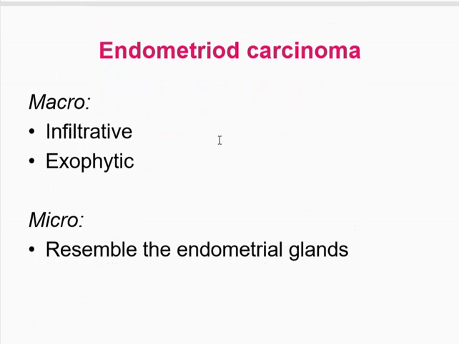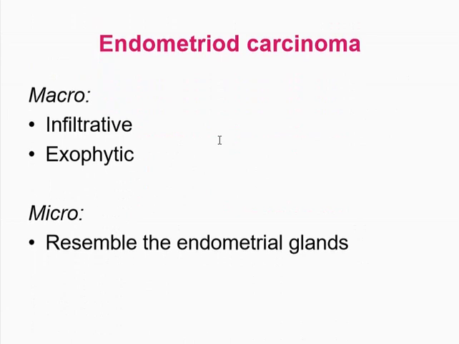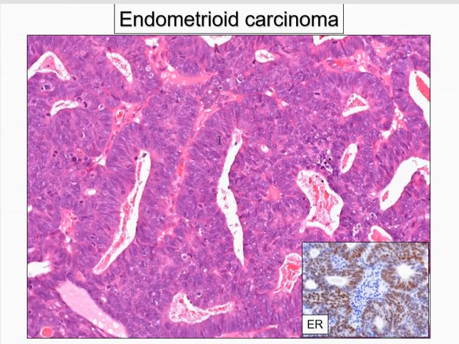Endometrioid carcinoma may have two types of gross manifestation. It may be infiltrative or may be exophytic. As the name implies, it resembles endometrial glands, and is often estrogen receptor positive, as shown on this picture. These are neoplastic endometrial glands with not much stroma between them.